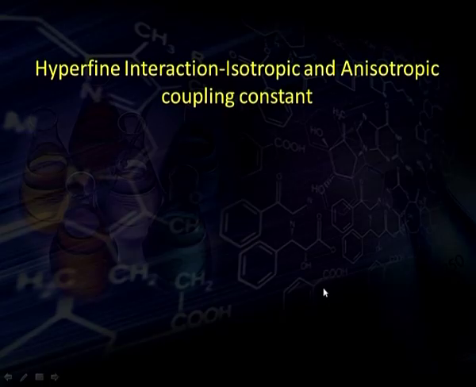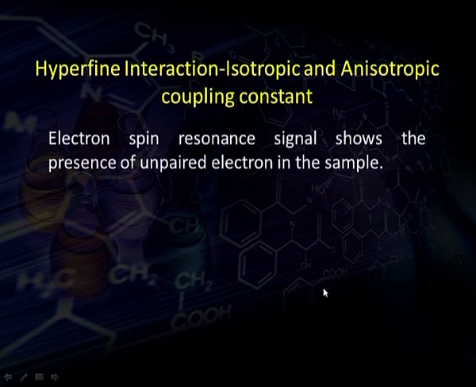Hyperfine interaction, the isotropic and anisotropic coupling constant. Electron spin resonance signal shows the presence of unpaired electron in a sample. That means, in ESR, if we are getting a signal, it means that we certainly have an unpaired electron.